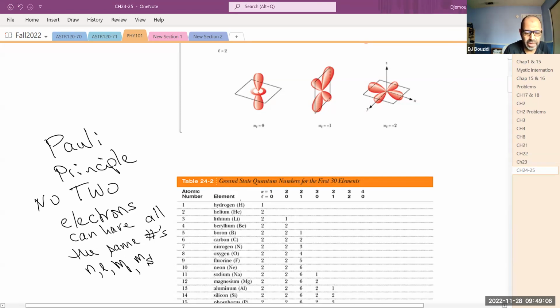So if I take the case of helium, I have N equals 1 for both electrons, because I have 2 in this case. I have L equals 0 for both electrons. Since L is equal to 0, ML is equal to 0.